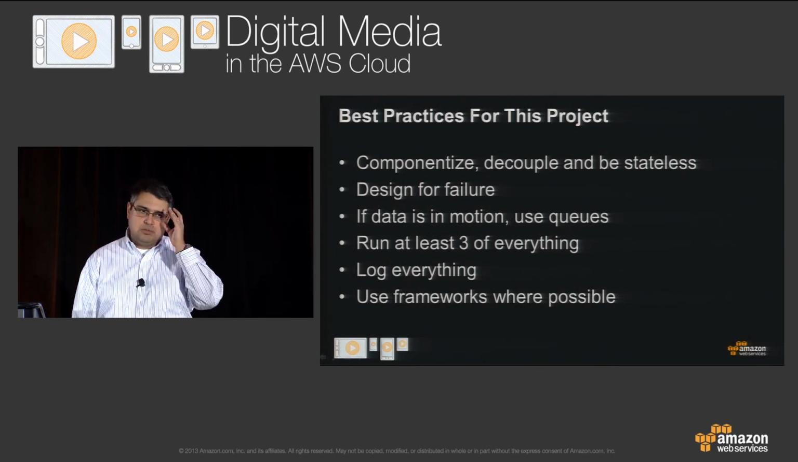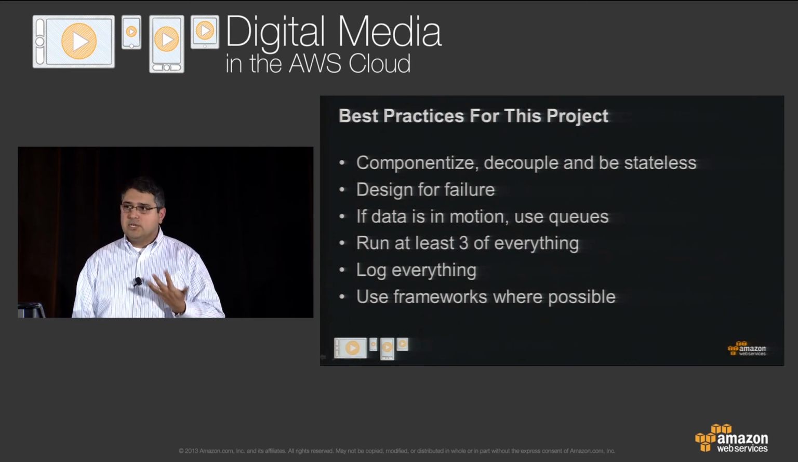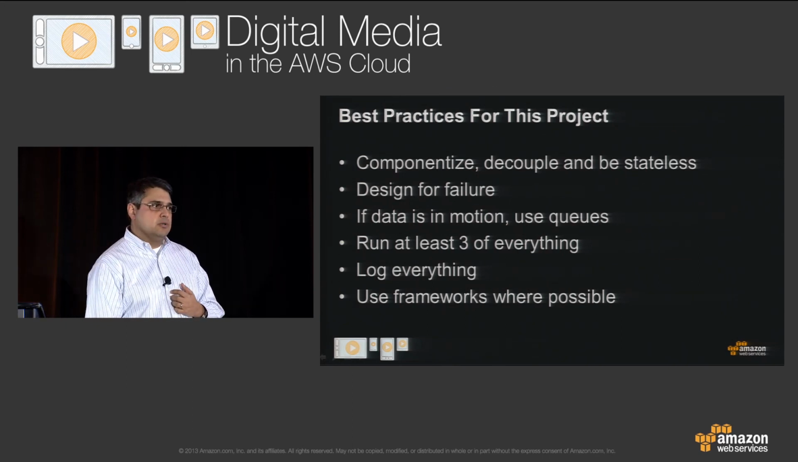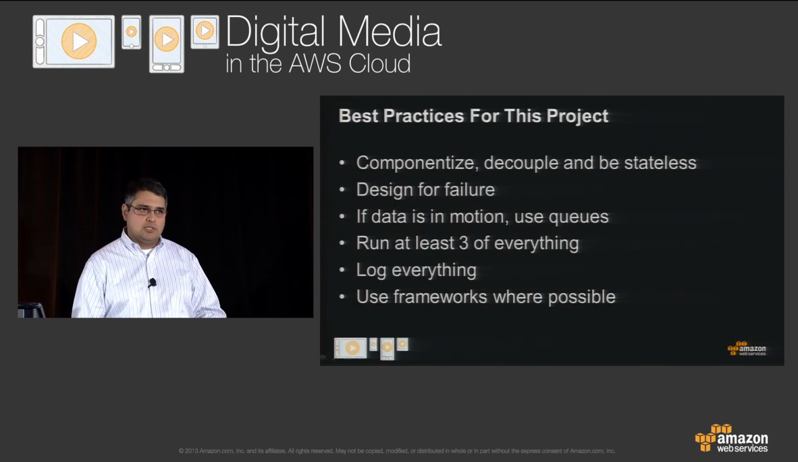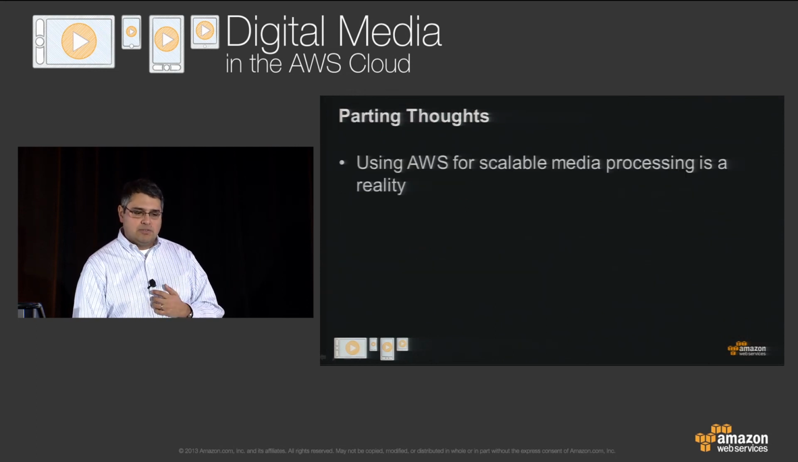And then finally, they use frameworks where possible. So they're using a lot of open source frameworks and building on those because, why reinvent the wheel? And we have Netflix to thank for releasing a large number of open source frameworks, things like Chaos Monkey and so on, that will go out there and shoot instances to see whether indeed you've done a good job of componentizing and making things stateless. The results: quicker turnaround time, they only pay for what they use. They have an ability to support a larger number of target platforms because they can simply get more done within their system. It's extremely resilient, and they have better control over their assets.